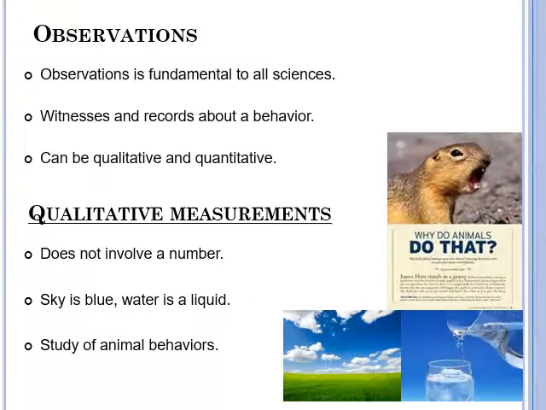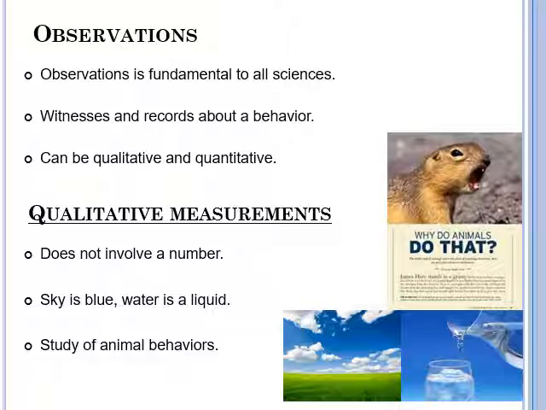So next thing, observation. Observation is normally fundamental in science. We just witness and then we record the behavior, and it can be qualitative or quantitative. This is by our naked eyes. Qualitative measurement means it does not involve numbers, just quality measurement. You observe and you say it's good or not. So you observe the sky, you see the sky is blue, so you state that the sky is blue, and you say water is a liquid. That is observation, just qualitative.